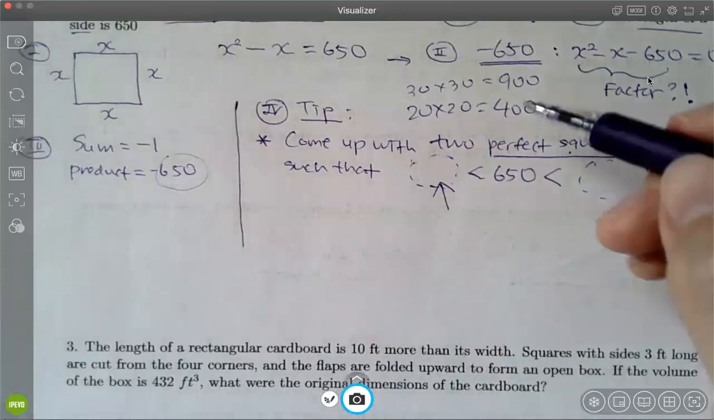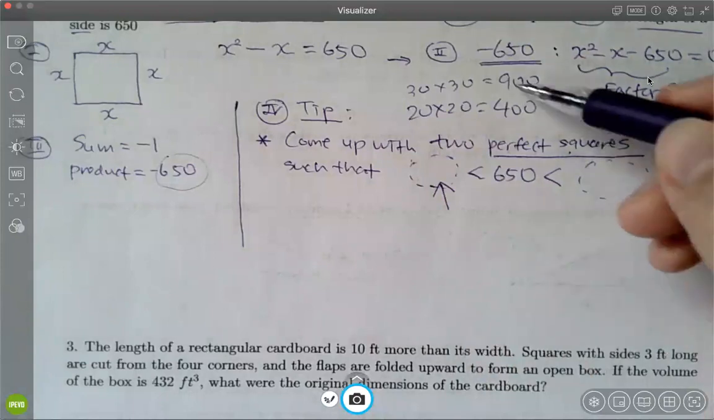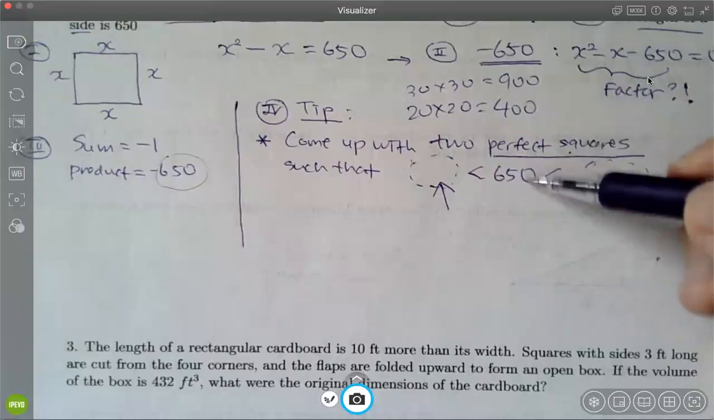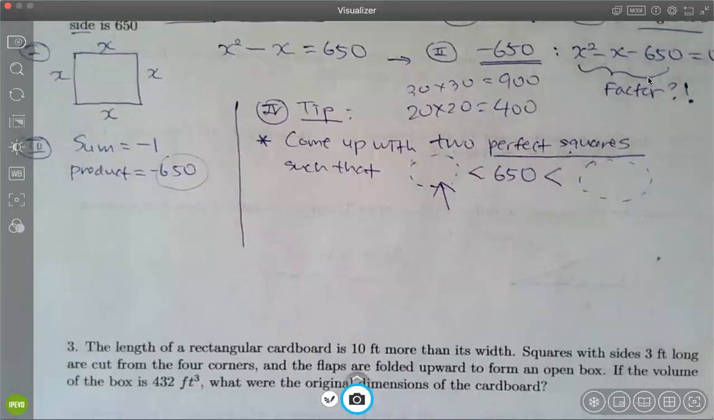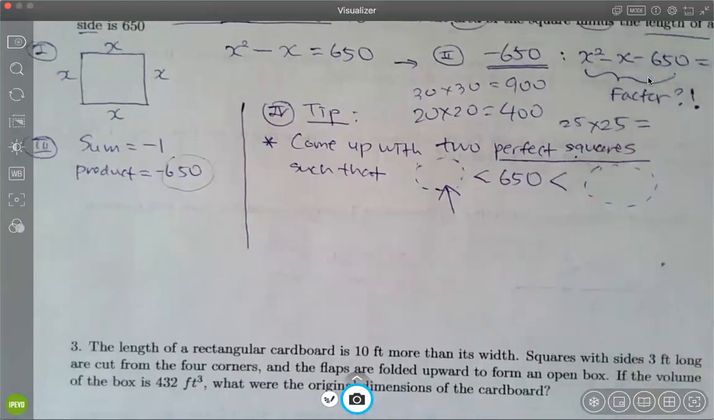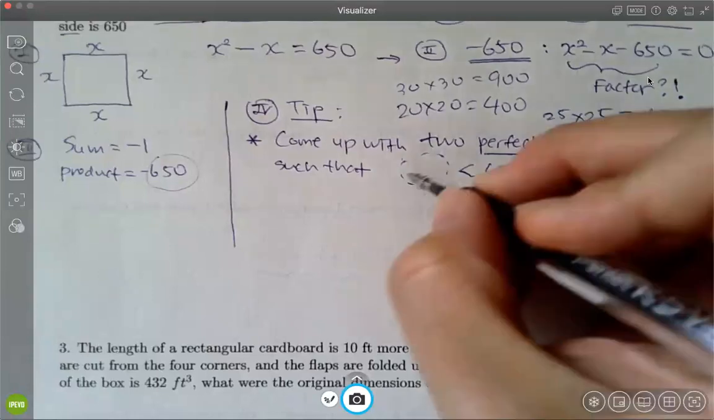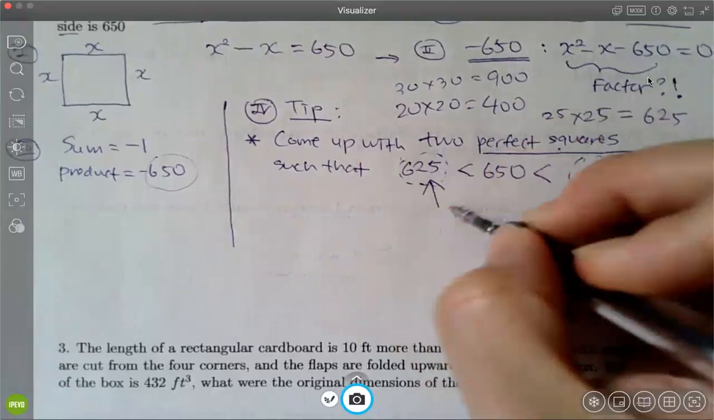And if you do a little bit of math, the average of 900 and 400 is about 650. So it has to be somewhere in the middle of 20 and 30. 25. 25, yes. Now when you multiply 25 by itself, what do you get? 625. Do you see that? So 625 goes here, which is 25 squared.